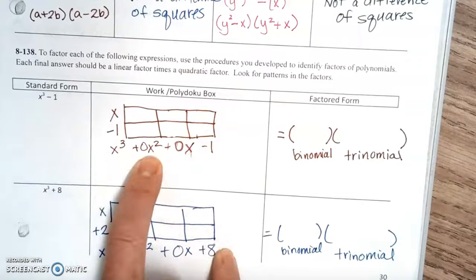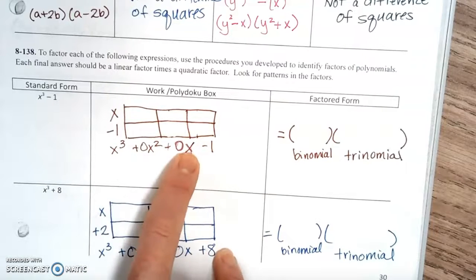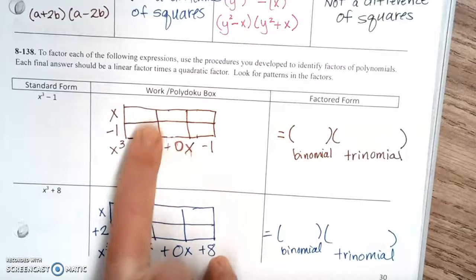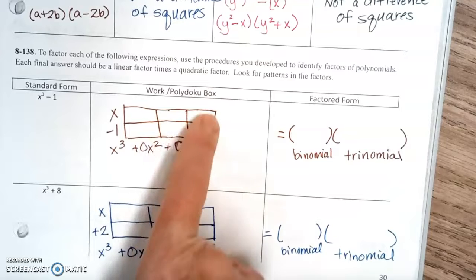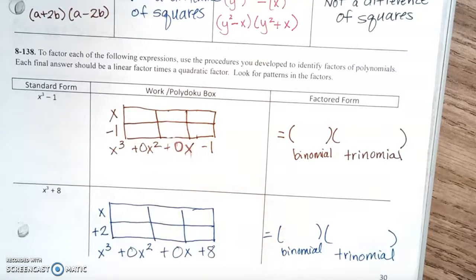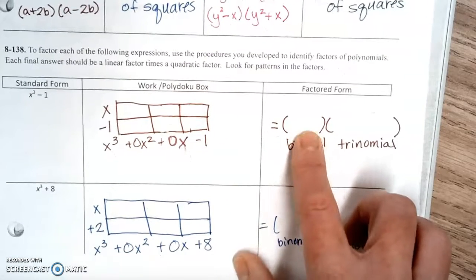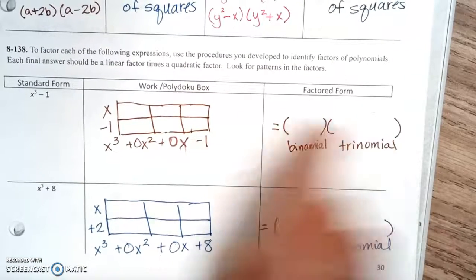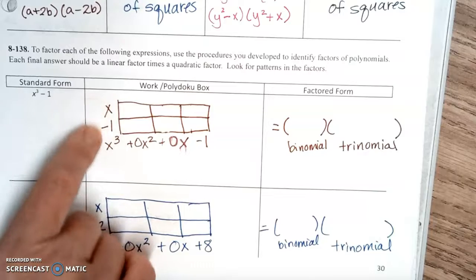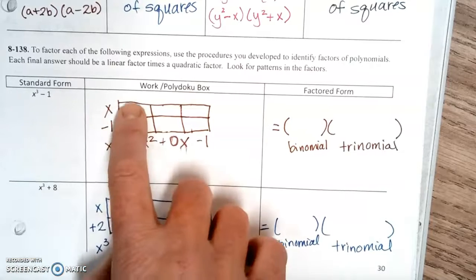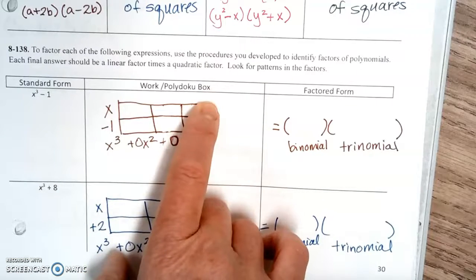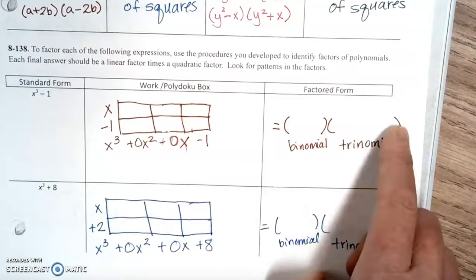So we need to fill in a 0 for the x squared and a 0 for the x. And you're going to do your polynomial division using the Polydoku method. You should end up with a binomial times a trinomial. The binomial is already given to you over here, right? It's the x minus 1. You're going to end up with a trinomial up top. That's going to go in there, okay?